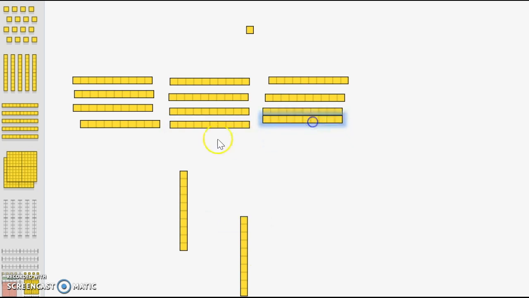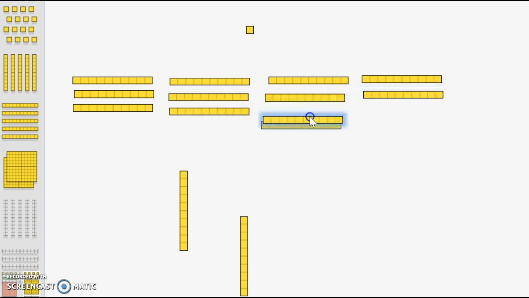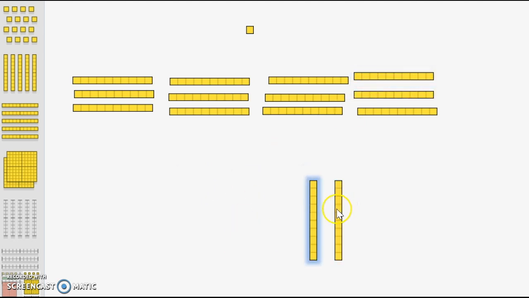Okay, so I don't have enough to share equally among 3 again. So what we need to do, maybe we should go this route. Yeah. Sometimes it's like a puzzle, putting all of our different pieces together here. So what I need to do then is exchange these tens for units. So I'm going to take these away and bring out 20 squares.